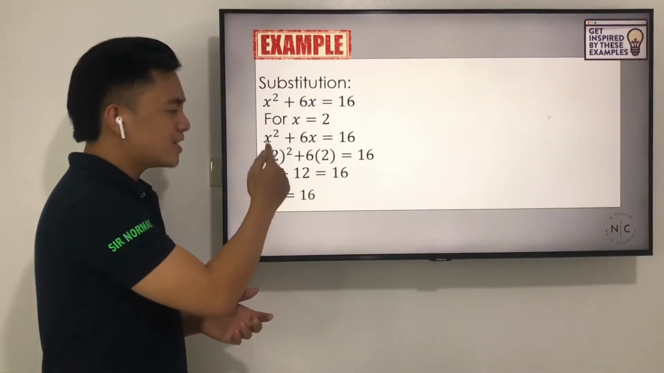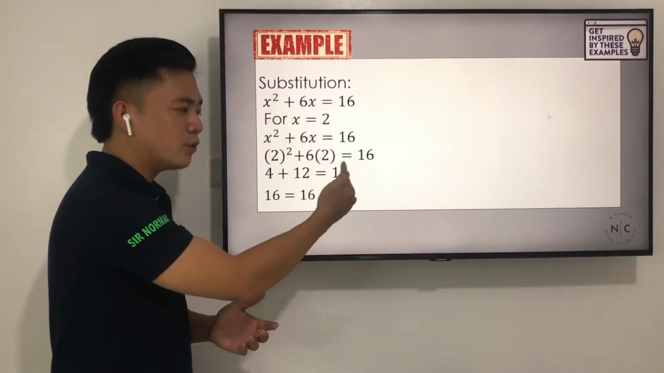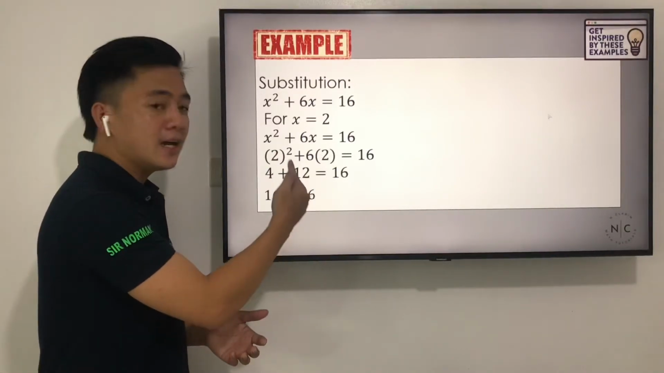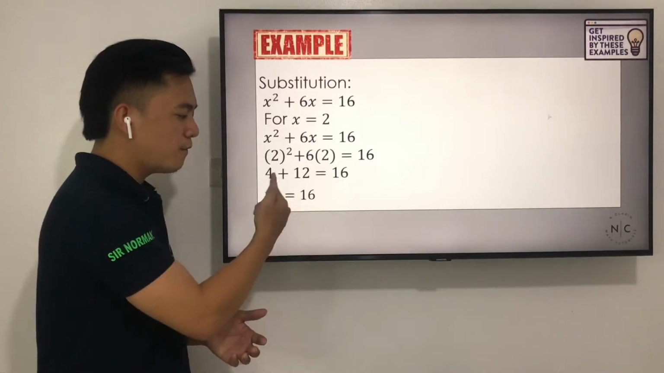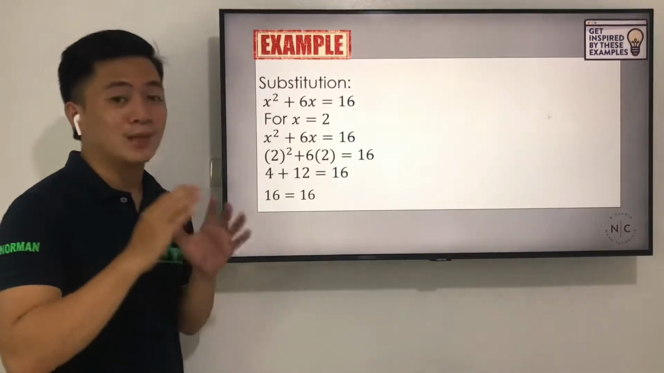So yung x magiging 2. 2 squared plus 6 times 2. Pinalitan natin yung x ng 2 is equal to 16. 2 squared is 4. 6 times 2 is 12. Is equal to 16. So 4 plus 12 is 16. Which means, sabi niya rito, 16 is equal to 16.